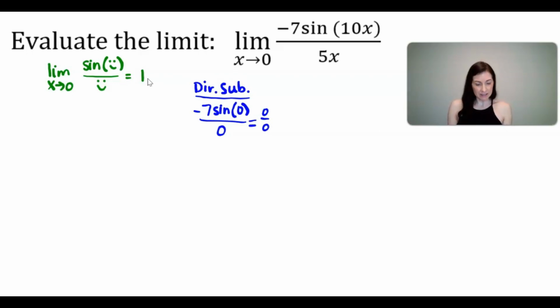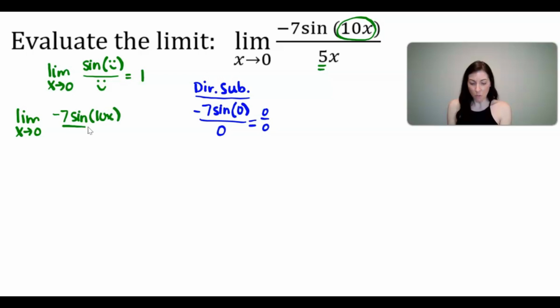Looking at this example, what I'm taking the sine of is 10x. That is my smiley face in this problem. So basically I want the denominator to also say 10x, but right now it says 5x. So I'm going to have to multiply that denominator by 2. The only thing you have to remember is that when you multiply the denominator by 2, you also have to multiply the numerator by 2 as well, because then it's the same thing as multiplying by 1.